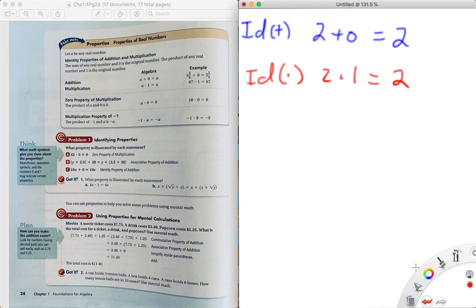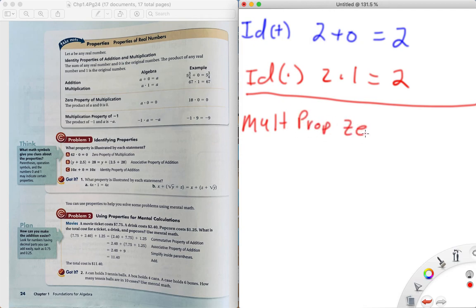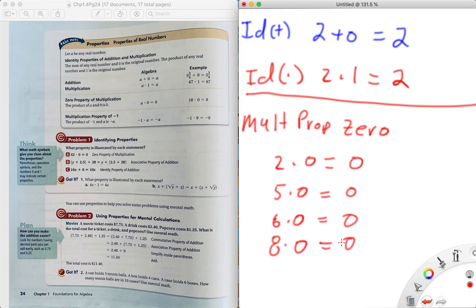And then we have the multiplicative property of 0, which says this: any number times 0 equals 0. Always. Any number times 0 equals 0. That's it. And that's the multiplicative property of 0.